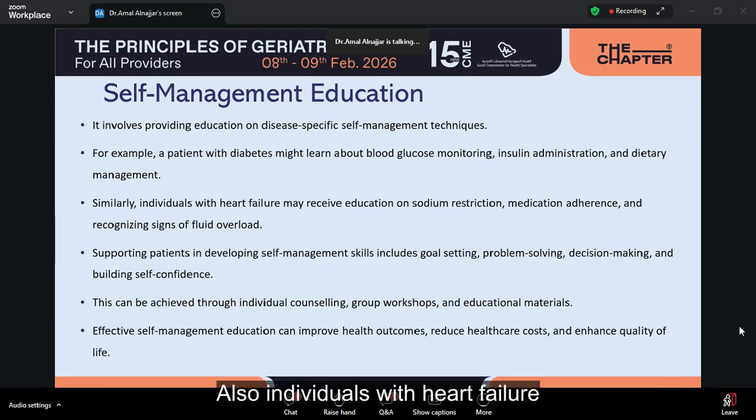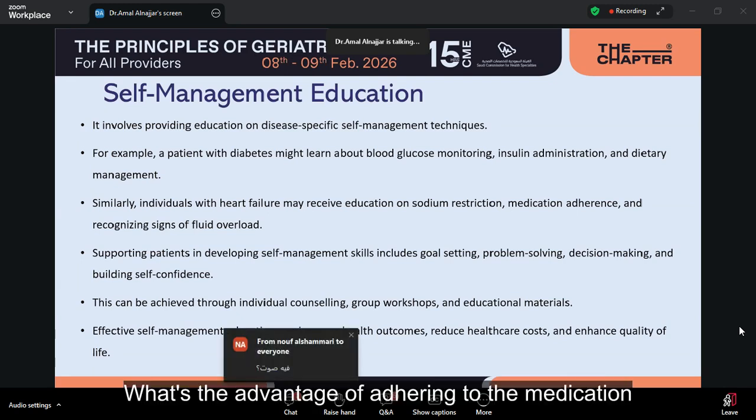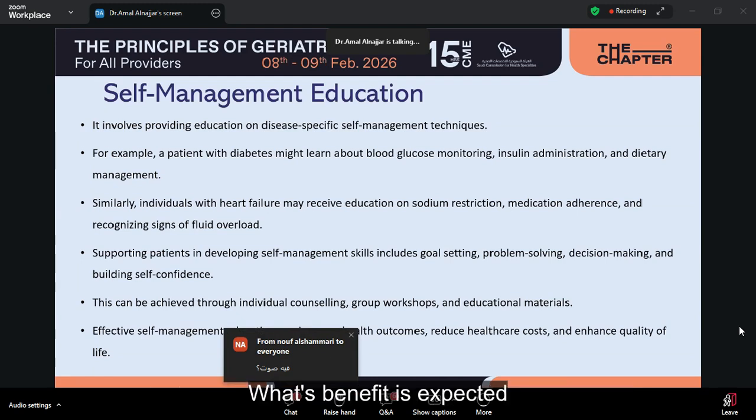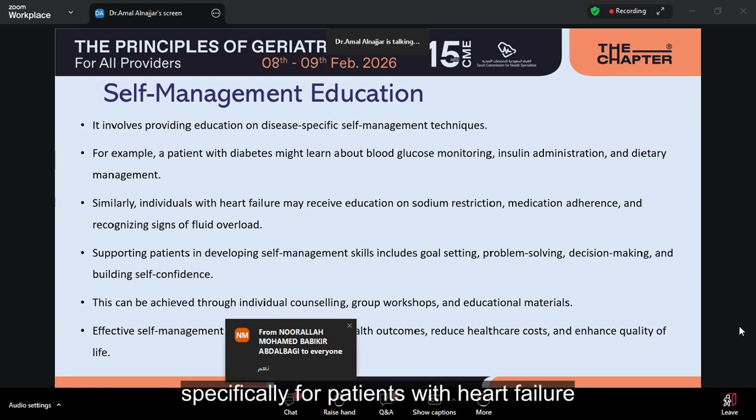Also, individuals with heart failure can learn about sodium restriction, about medication adherence, how to adhere to their medication, what the advantage of adhering to the medication is, what benefit is expected, how their life will be changed. And they have to recognize the signs of fluid overload, specifically for patients with heart failure.